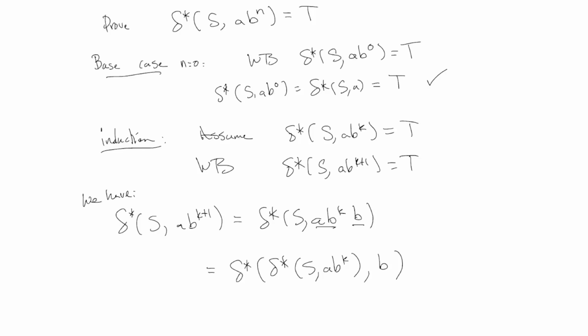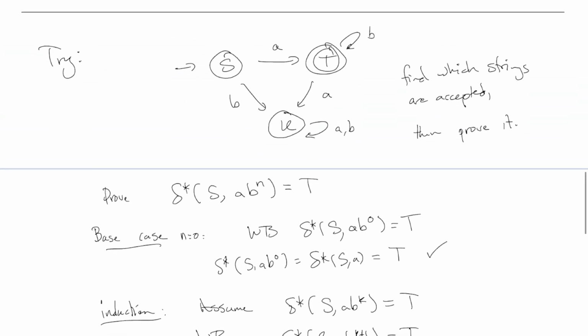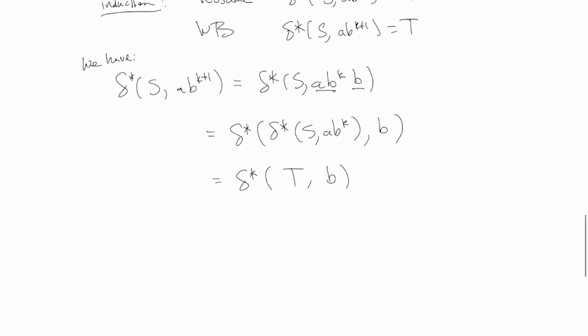Then the induction hypothesis means that the first big delta, the inner delta, equals T, comma B. And then what is delta of T, comma B? You again look at the diagram. Starting at T, you do B. It goes back to T. So this is T, as desired. Right? Any thoughts about that one? I hope that it worked out for you.